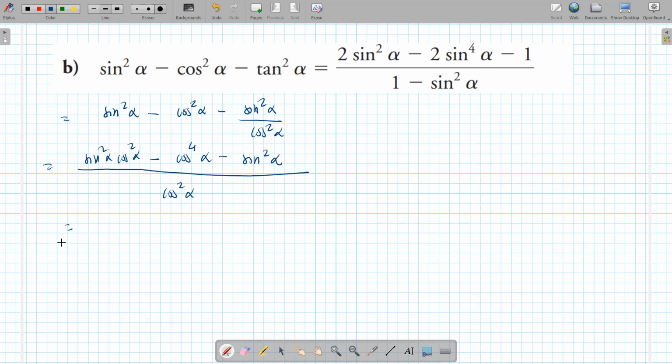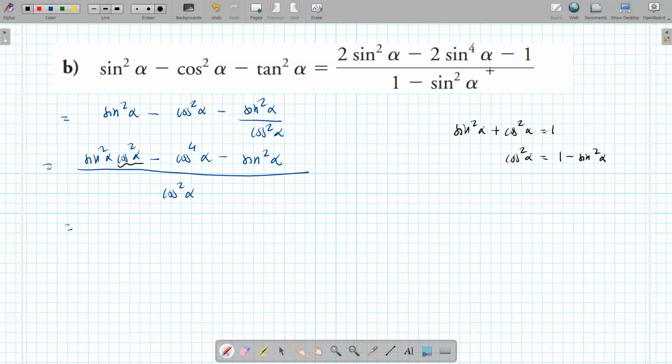And this next part is complicated because I'm looking at the other side. They only have sines, so we need to somehow get rid of the cosines. Sine squared plus cosine squared is 1. What is cosine squared equal to? 1 minus sine squared. So I'm going to replace this cosine squared with 1 minus sine squared.